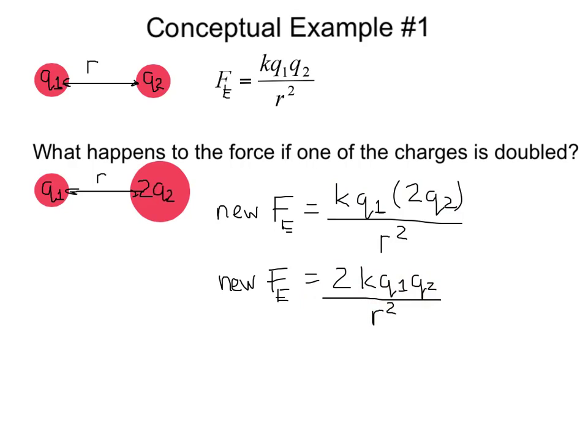But look closely. k Q1 Q2 divided by r squared is just the original electric force here when Q1 and Q2 are separated by the distance r. Thus we have 2 times that amount of force now.